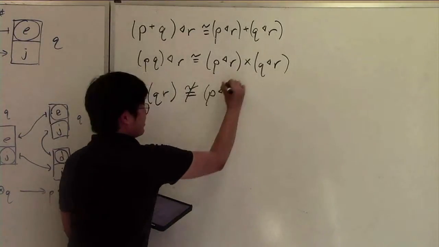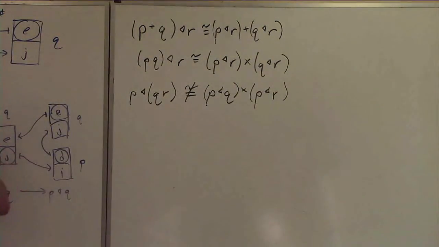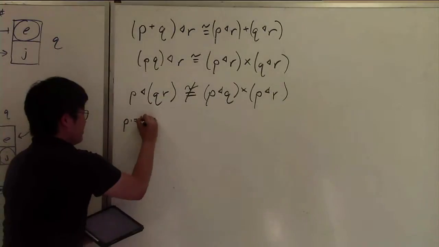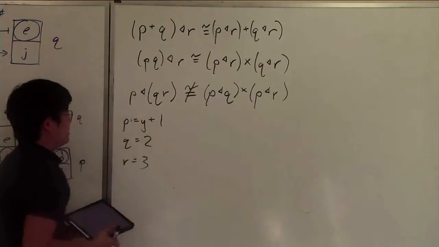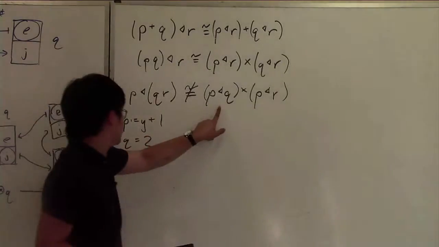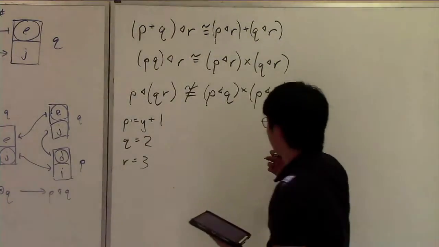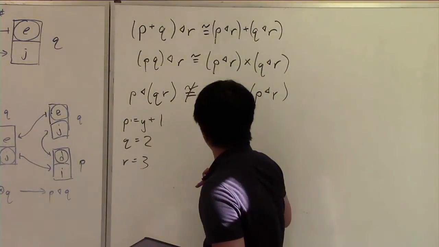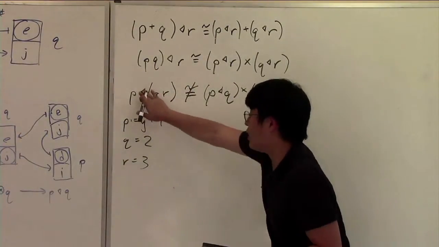If we do a product on the right side, for example, if we let p be y plus 1, and then let q be 2 and r be 3. Well, y plus 1 applied to 2 times 3, that's going to be 7 on this side, whereas this is going to give you 3 and 4, and 3 times 4 is not 7. So basically the point is that composition does not preserve limits on the right.